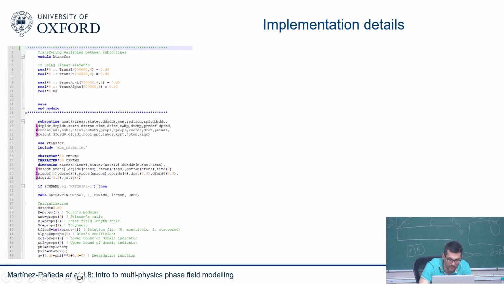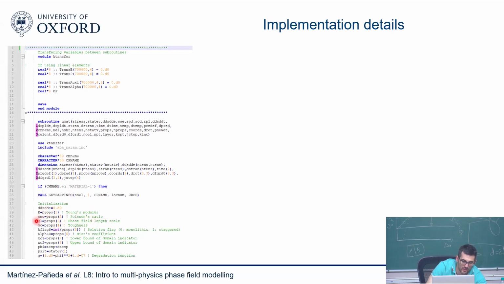Then you have a UMAT. In the UMAT here, you see this is the extra line. You got two extra lines. One is this get part info, so this tells you which element you are, which part you are, and so on. But you have this extra line that says, if CMNAME, this is basically a variable that Abaqus sends to you that tells you which material you are, equals material 1, then please proceed as usual. And here you see the same as before, right? So you define your Jacobian matrix, you define Young's modulus, you define Poisson's ratio, you define the phase field length scale, the toughness.